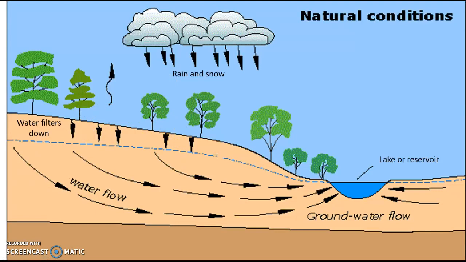When rain falls in a forest, the water goes into the soil. The water filters down through the soil very slowly. Eventually, after a long time, it flows into lakes or ponds, or in this case, a reservoir. When water filters through the soil, it becomes clean.